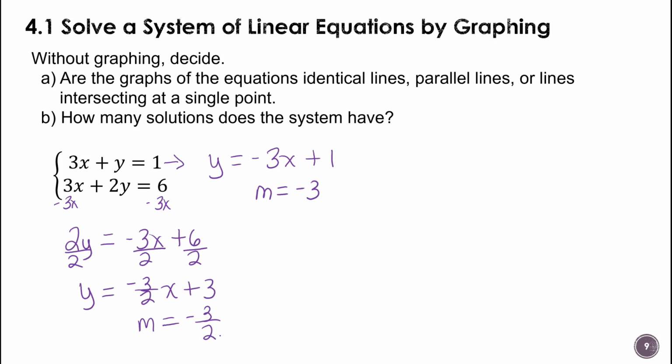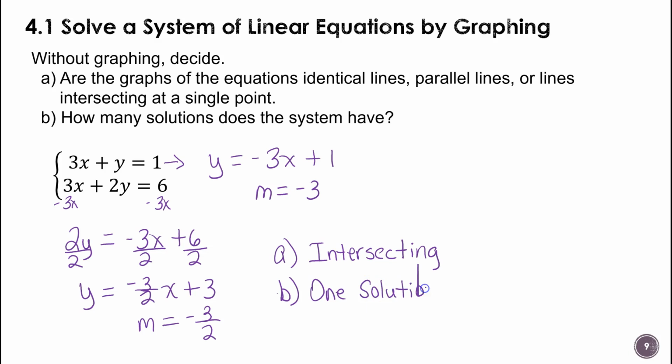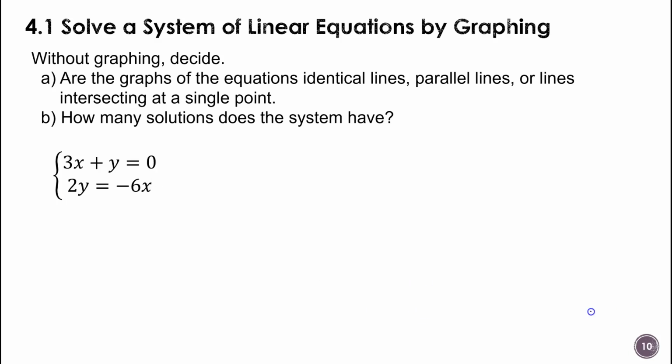So what this means is that these lines are intersecting lines, and so on part A we're going to say intersecting, and part B, that would be one solution. All right, next.